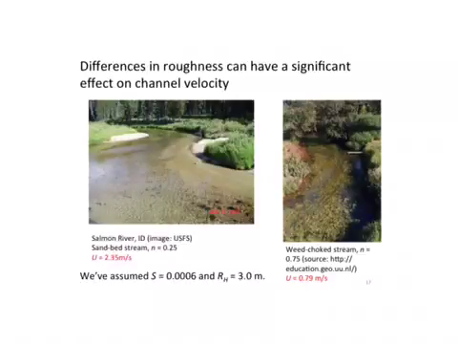So here are two different rivers. We have on the right a weed-choked stream with a Manning's N of 0.75. This is in metric units. And then we have the Salmon River in Idaho, which is a sandbed stream, has a much lower Manning's N and a much higher velocity. So there's high friction here due to the weeds, low friction here because the bed is relatively smooth and it's comprised of sand. You could convince yourself that these equations work out. Here we've assumed a bed slope of 6 times 10 to the minus 4, which is fairly reasonable, and a hydraulic radius of 3 meters.